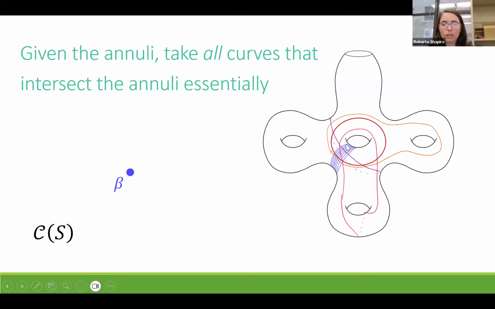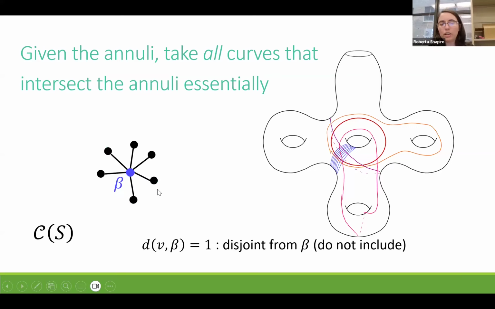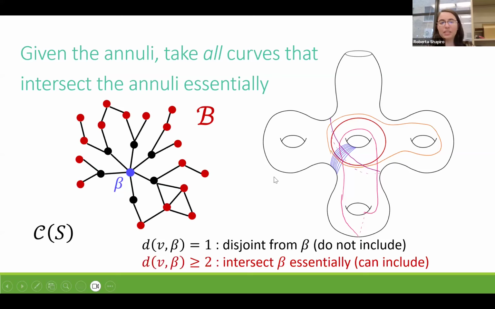If the core curve of the annulus is beta, for example, in the curve complex, we want not the things that are disjoint from it, so not the things that are distance 1 from the core curve of beta, but everything distance at least 2. And all the curves corresponding to these isotopy classes are curves that we can include in our new subgraph of the fine curve graph.